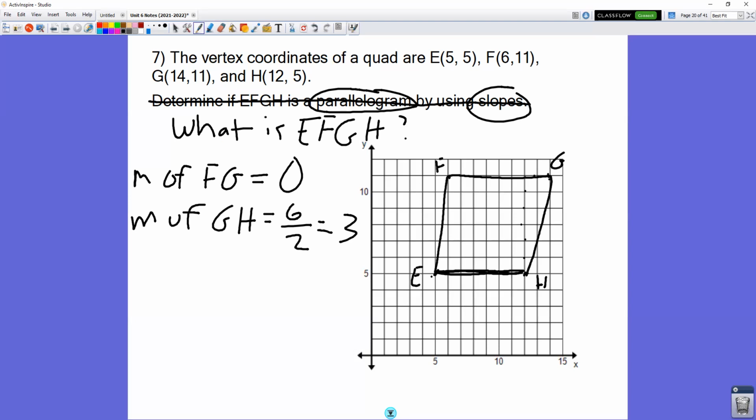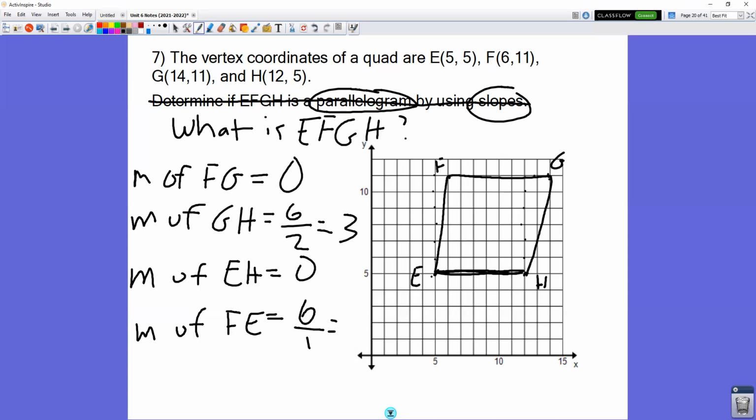So we found 2 of our slopes. The slope of the bottom side is easy. That's another horizontal line, so it has a slope of 0. Then the slope of the left side, FE: we count spaces. We go from E up 1, 2, 3, 4, 5, 6, so it's a rise of 6. We have a run of 1 this time, and so that has a slope of 6.